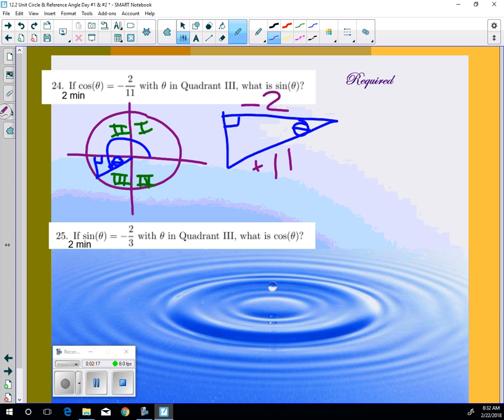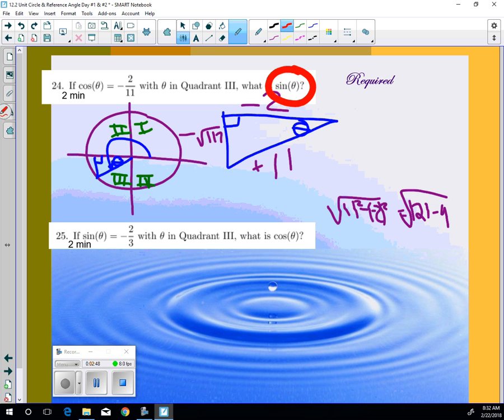Use Pythagorean theorem to take 11 squared minus 2 squared. Actually, it's -2 squared, but still 2 squared. I think that's 121 minus 4. Does that sound about right? And so this is going to be the square root of 117. Now, in quadrant 3, is that positive or negative? Negative. So now all we have to do is find the sine of theta.